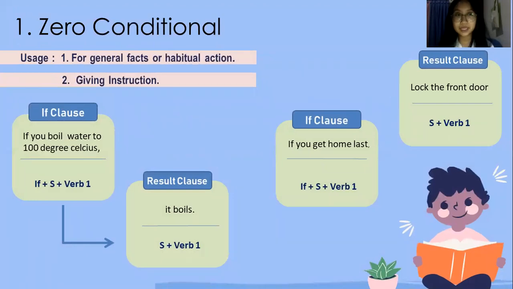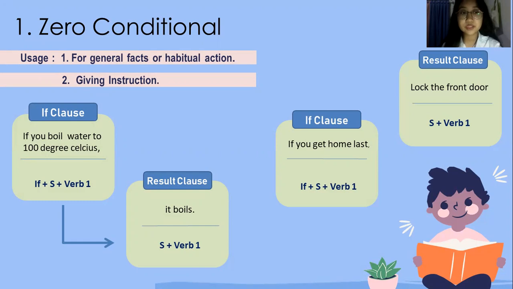Next, I will be explaining the types of conditional. The first one is zero conditional. The usage is for general facts or habitual actions and giving instruction. For the first usage, you can see at the example number 1, if you boil water to 100 degrees Celsius, it boils. So this is a general fact, right? If you boil water to 100 degrees Celsius, it surely must boil, right? So it is a general fact.